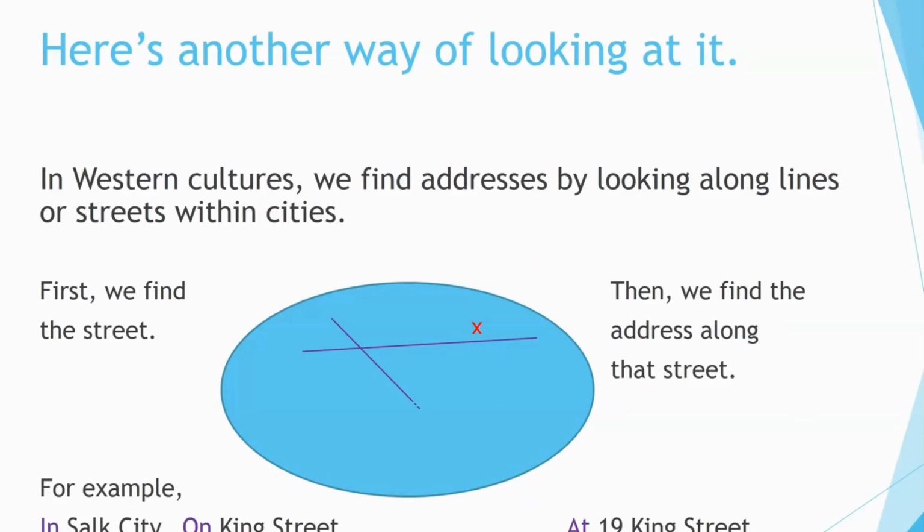Here's another way of looking at it. In Western cultures, we find addresses by looking along lines or streets within cities. First, we find the street. Then we find the address along that street. For example, the blue is the city, the purple lines are the streets, and the red X is the address. In Salt City, on King Street, at 19 King Street.